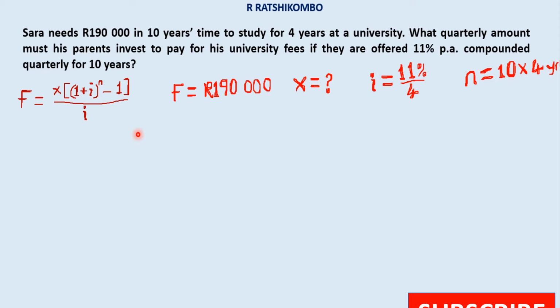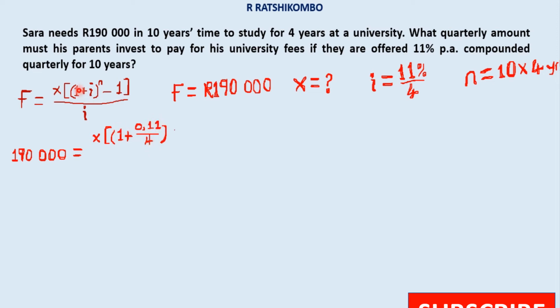And then from there, now let's go straight and substitute the known values into this equation. So we'll start with f. In other words, we're going to write 190,000 is equal to x, and we copy x as it is because we don't know the value, and then it will be 1 plus 0.11 over 4.